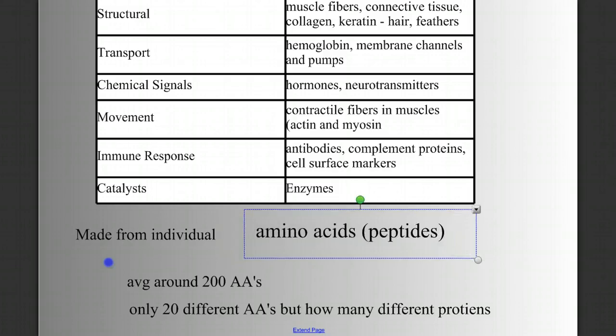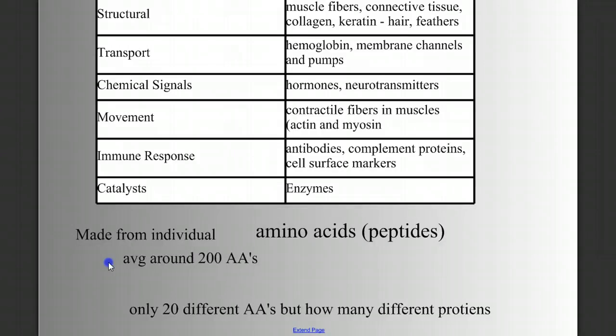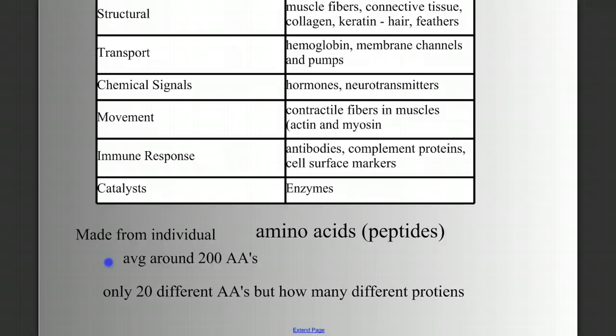And the average protein is about 200 amino acids long. However, there are only 20 different amino acids found in humans. But how many different proteins can we make? That's like saying there's 26 letters in the English alphabet, but how many different words can we make? We know that putting those letters in different combinations and different numbers of letters, we can make basically an infinite number of words. And the same is true for how we can build proteins.